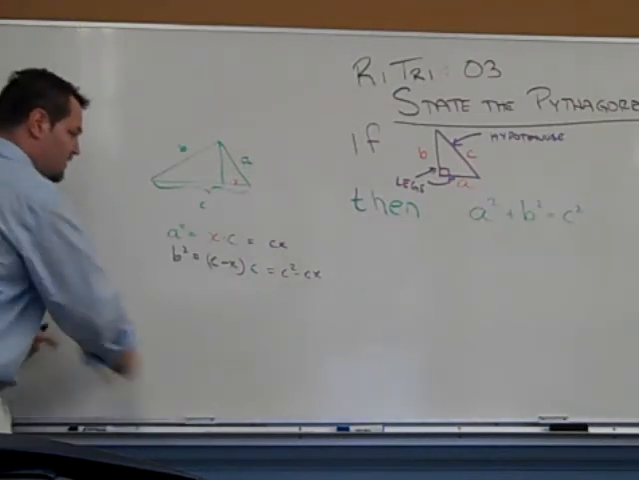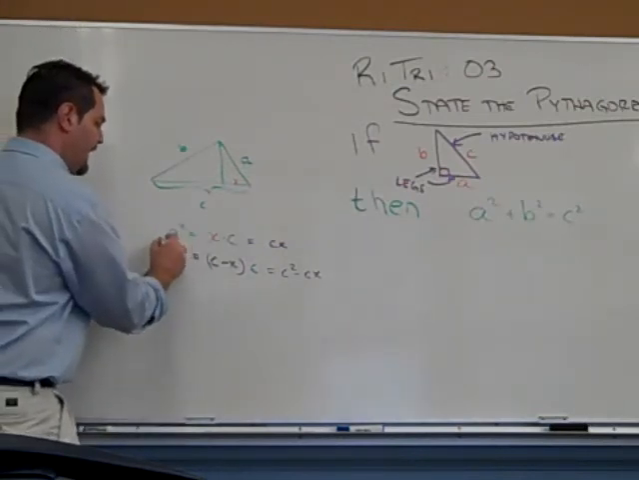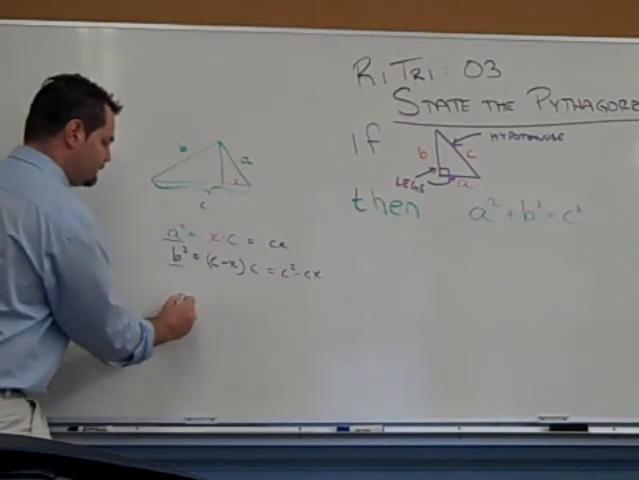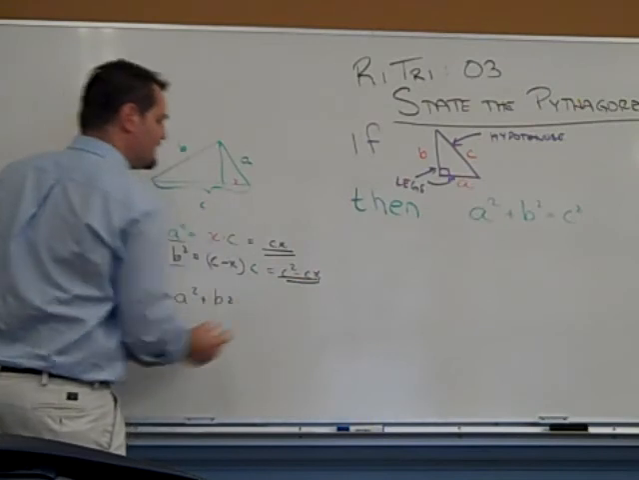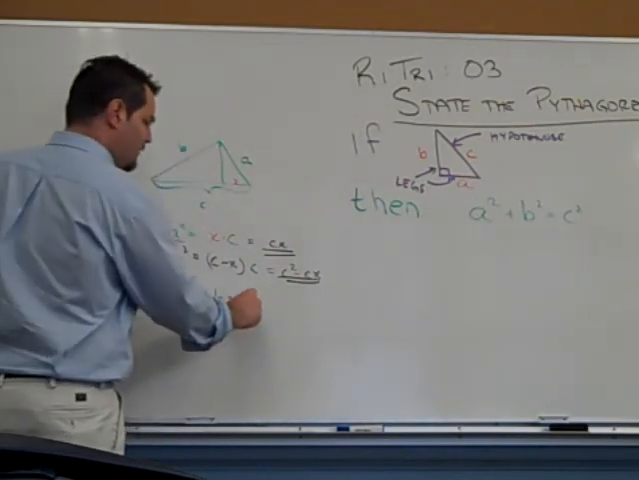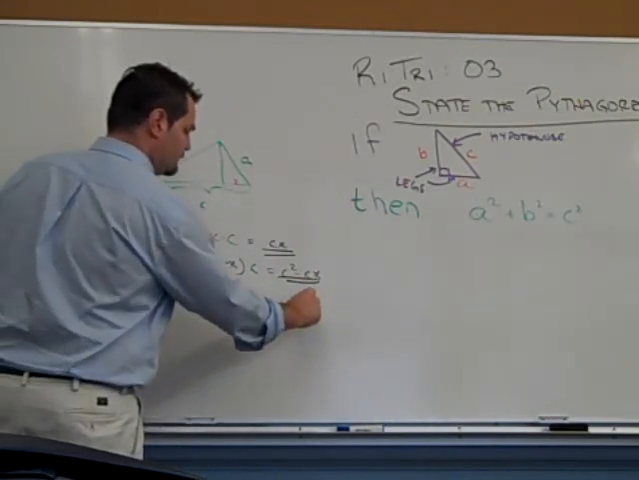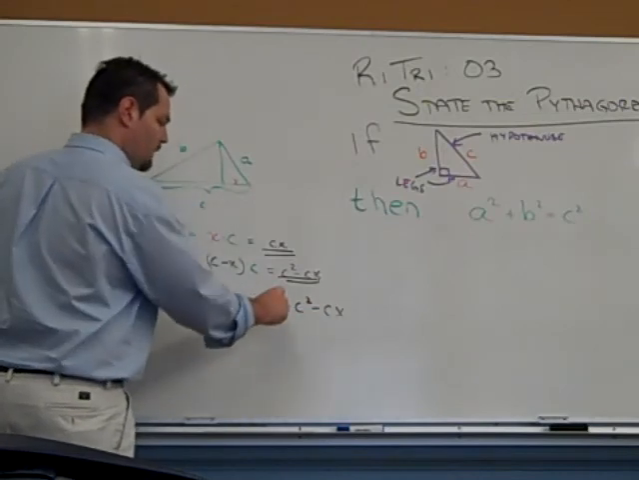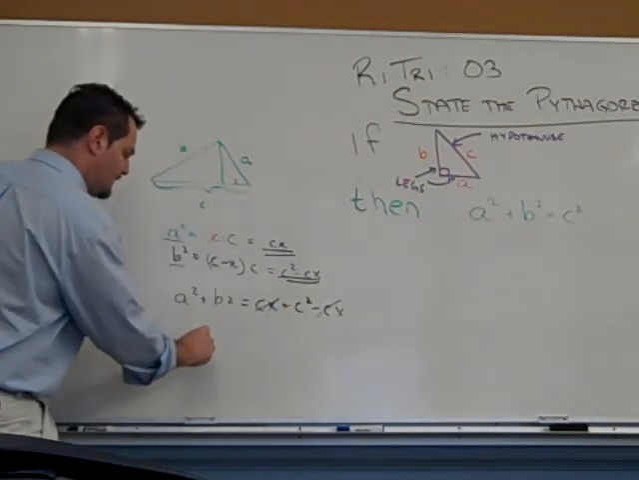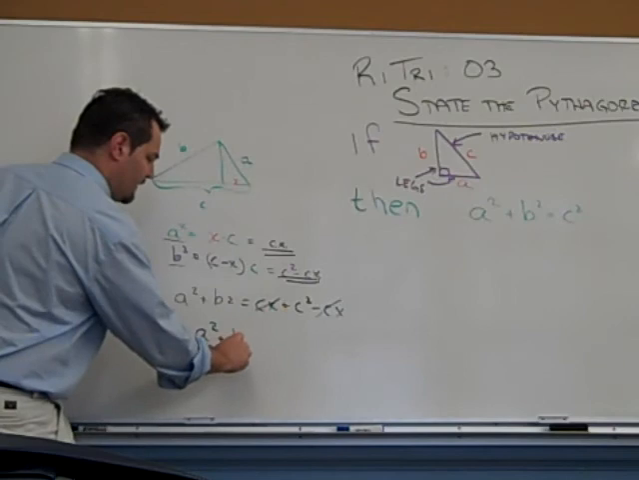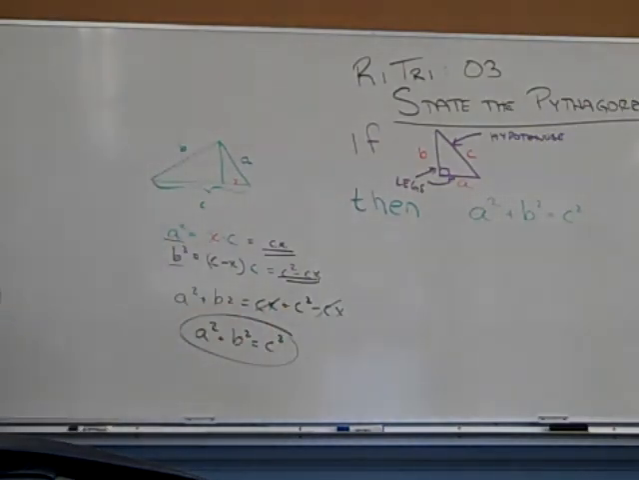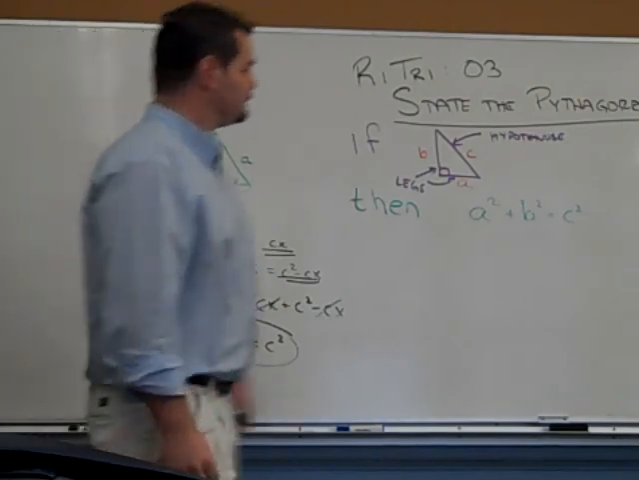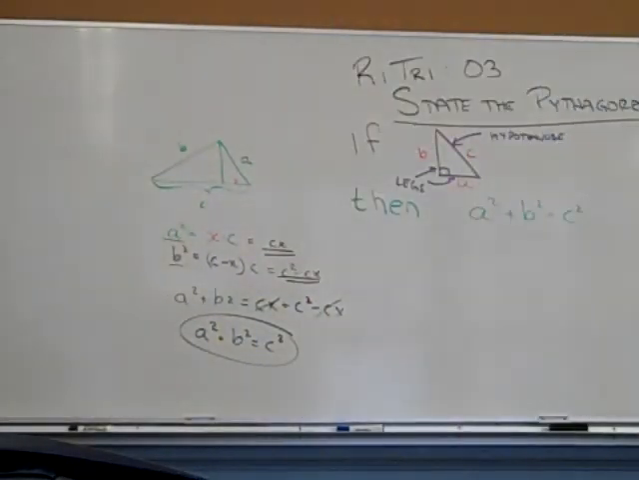Now, this is an equation. If I add this part of the equation to set it equal to the sum of these parts of the equation, plus CX and minus CX cancel, and I'm left with a proof of the Pythagorean Theorem. It says that that works. Okay, that's right-try 3, and a review of right-try 2.